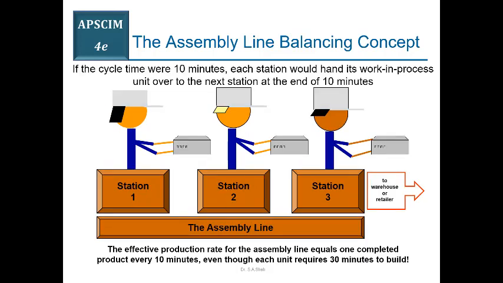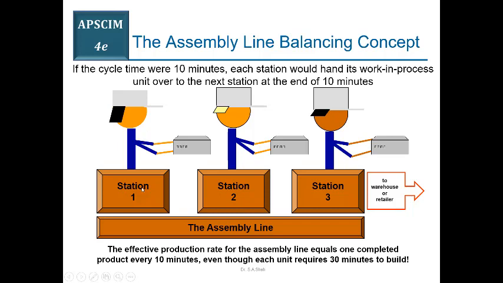So suppose the cycle time is 10 minutes. This means that each station would hand its work in process over to the next station at the end of each 10 minutes. So after every 10 minutes, station 1 will pass its part to station 2, station 2 will pass it to station 3, and station 3 will send it toward the warehouse. So if you have 3 stations within the system and the cycle time is 10 minutes, this means that each worker has 10 minutes to complete his task.